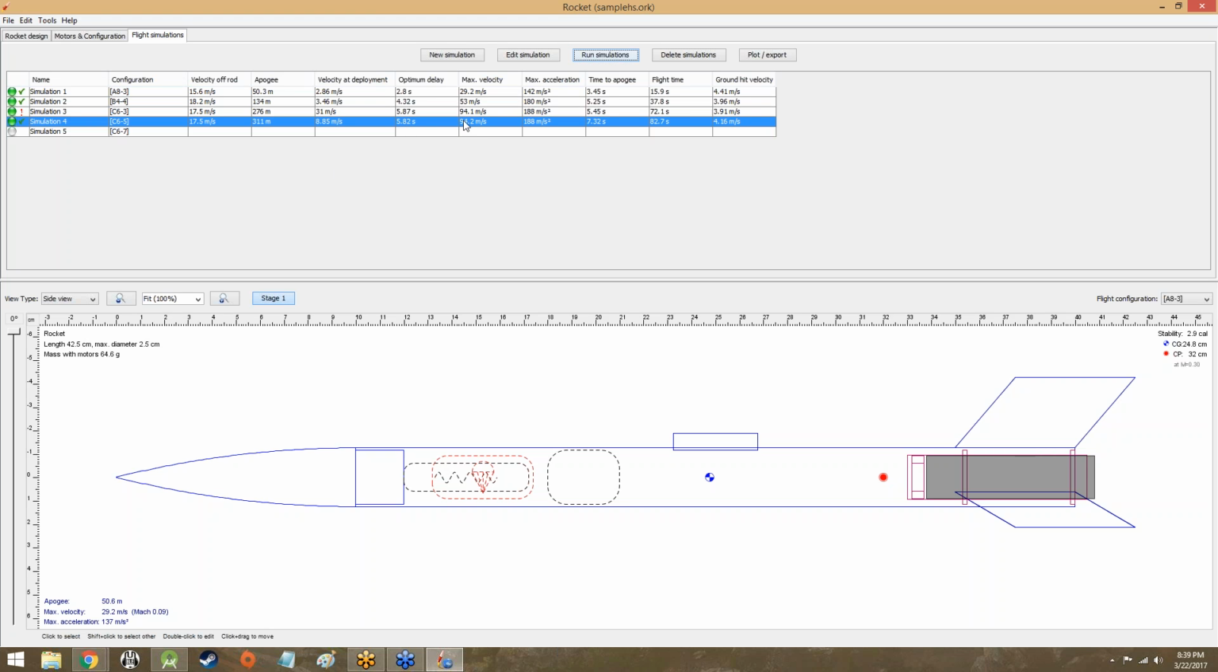Our max velocity is 94.2, our optimum delay 5.82, so we're getting closer as well to our optimum delay. On top of that, our apogee is 40 meters higher. So now that we've given our rocket ample opportunity to continue coasting upwards, we gain an additional 40 meters, an additional 160 feet almost, like 150 feet in altitude.